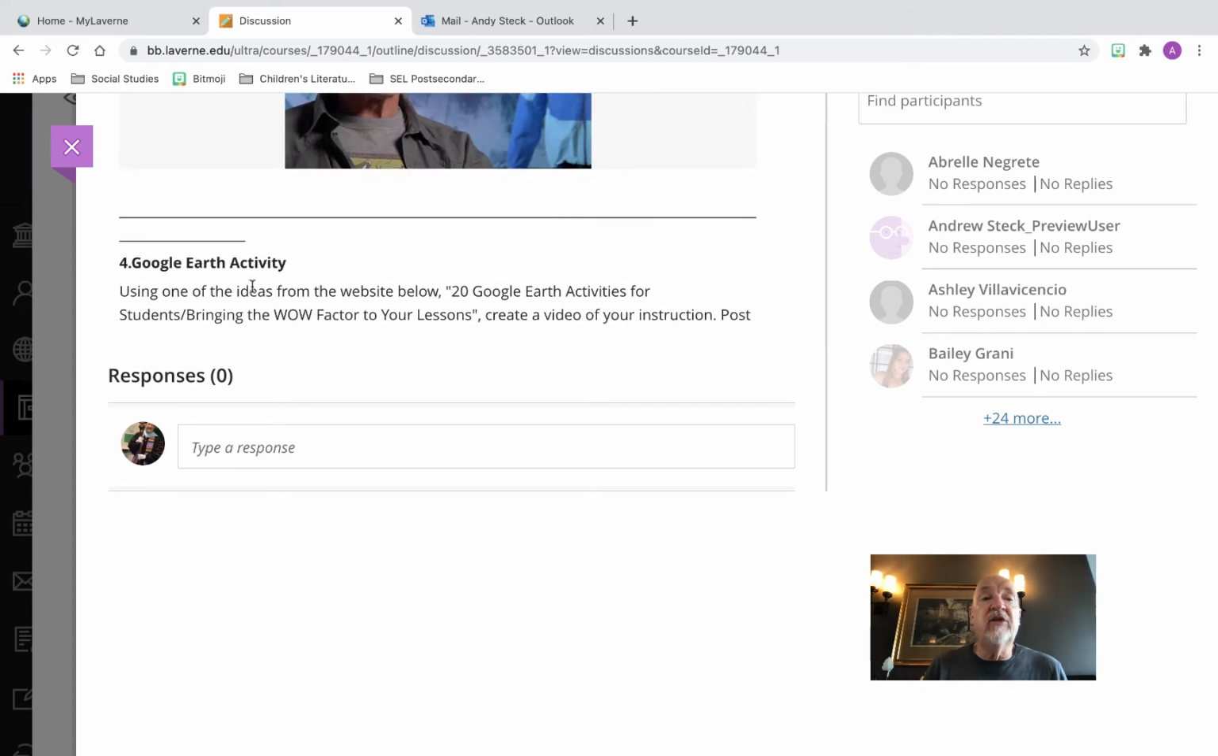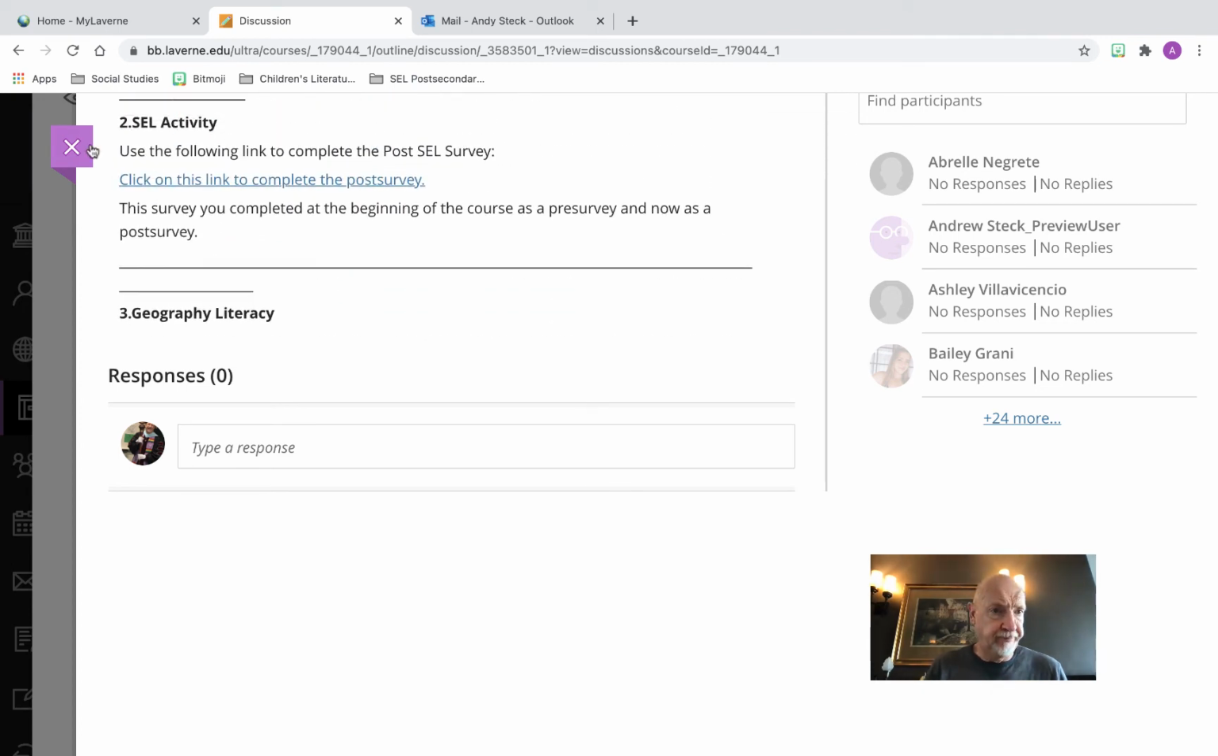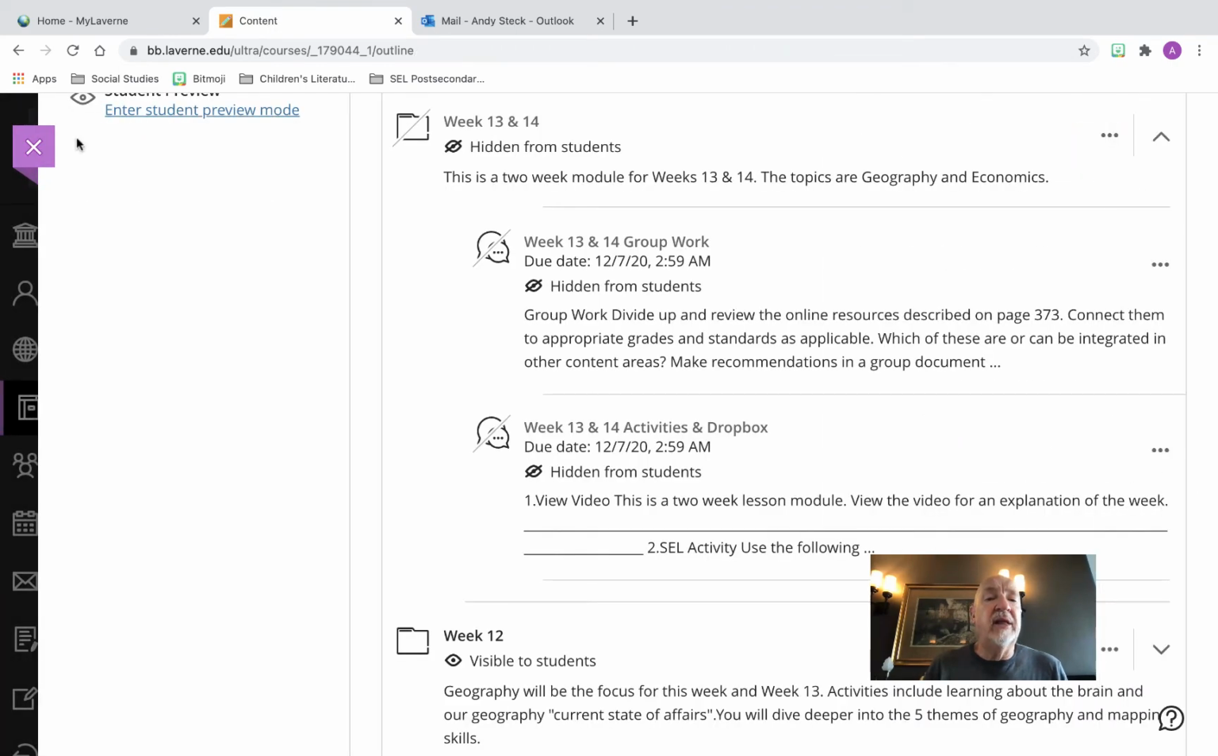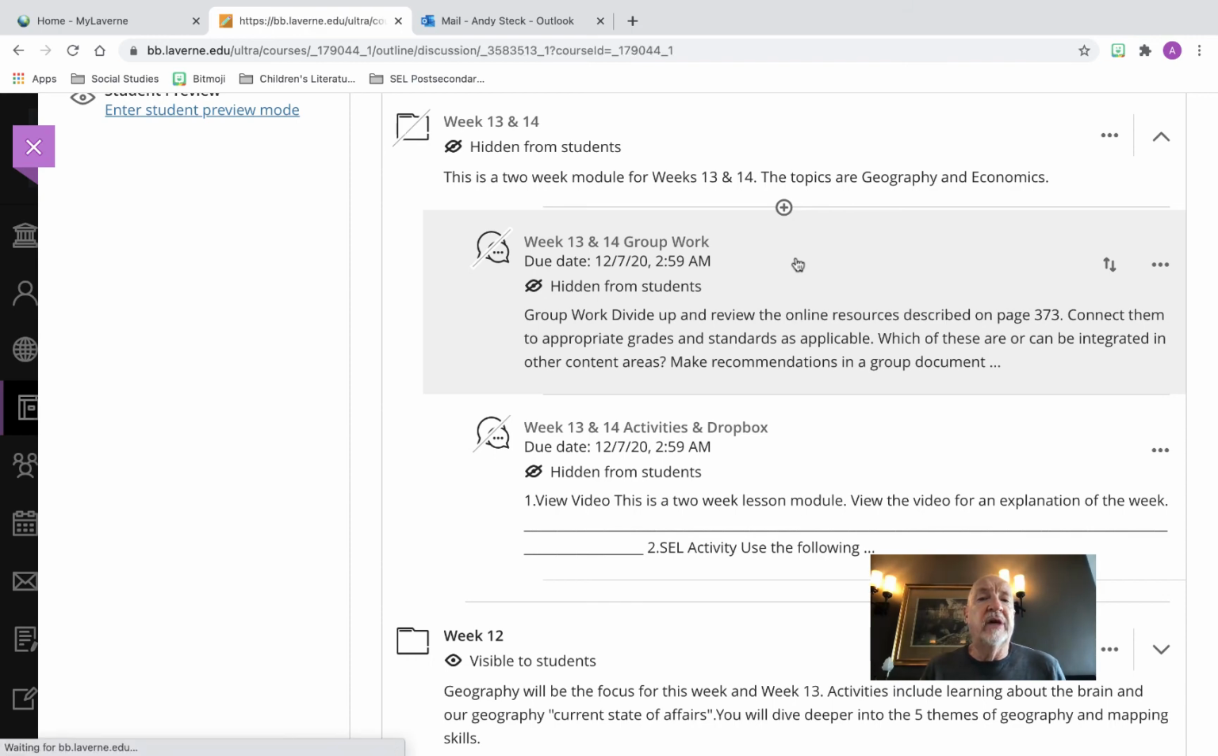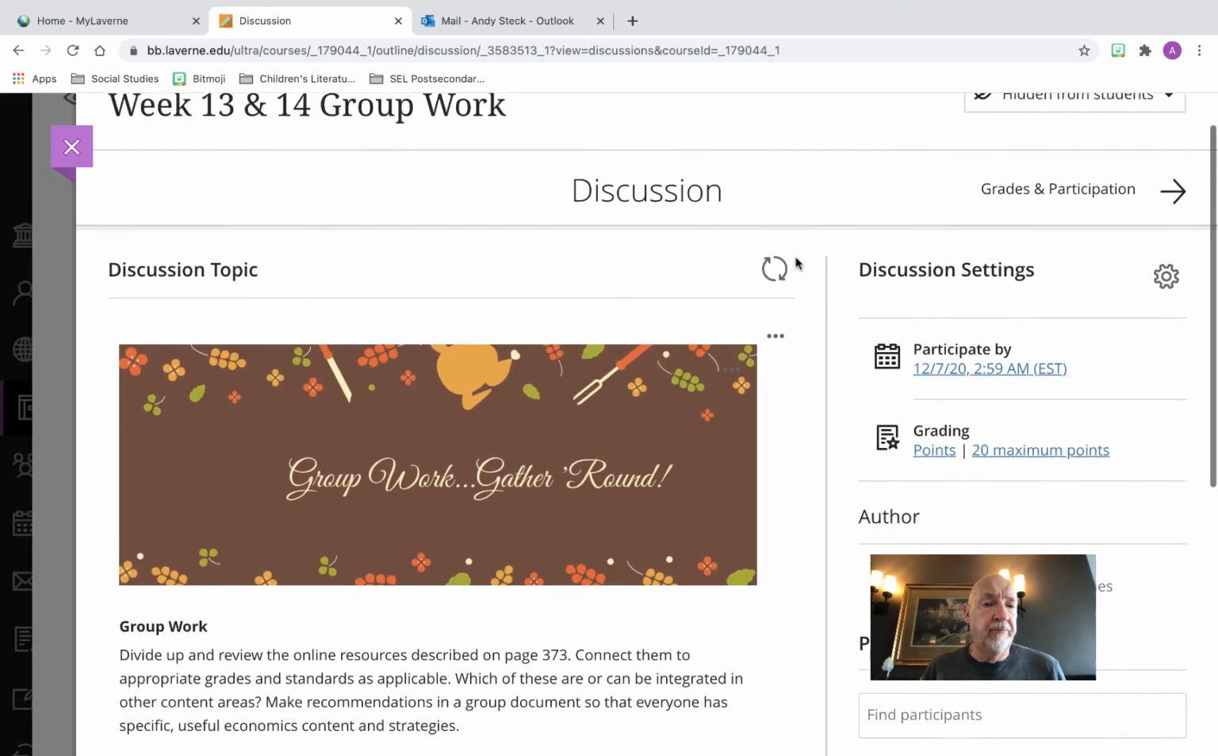Those are the activities for this week. Those are the independent activities, should I say. And then there is group work as well. So I'm going to click on the group work folder.